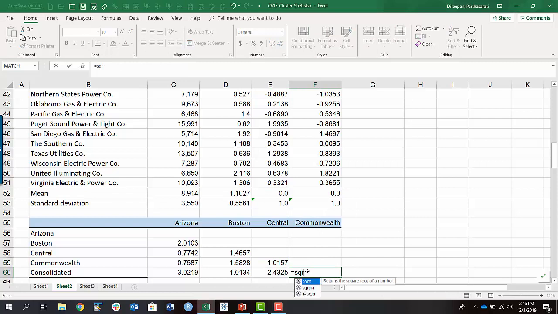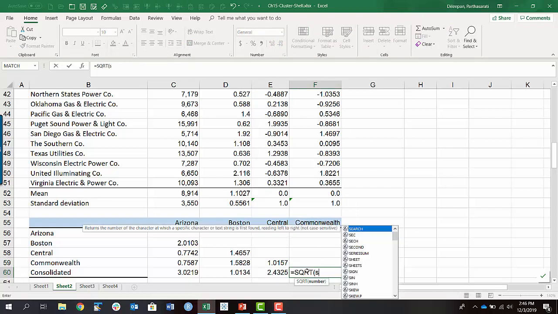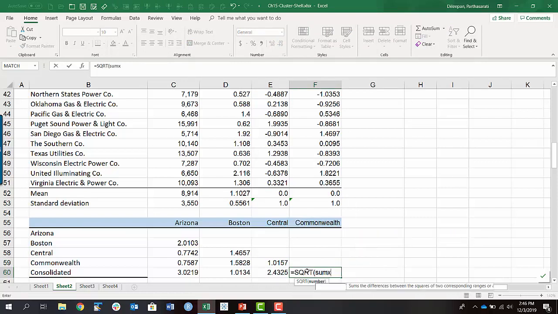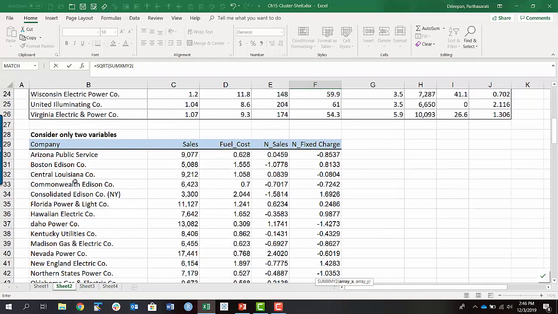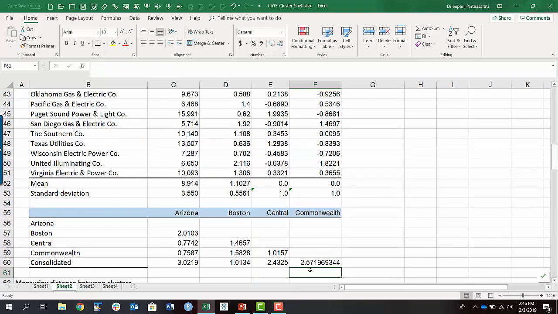So this one is SQRT sum x minus y squared, Commonwealth, and we're not going to have to copy this, so I'm not going to do absolute reference, and one more right parenthesis, and we have the distance.